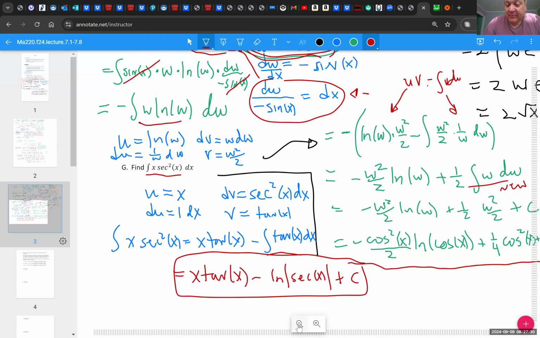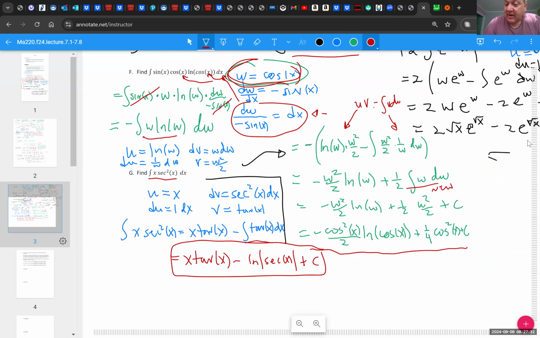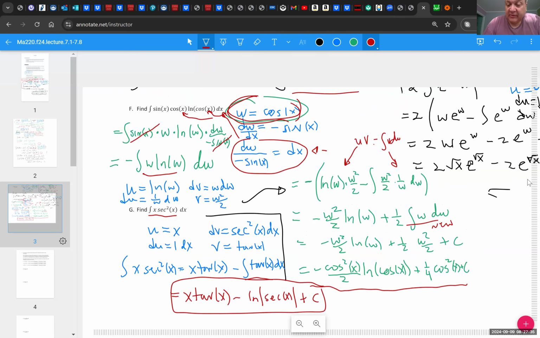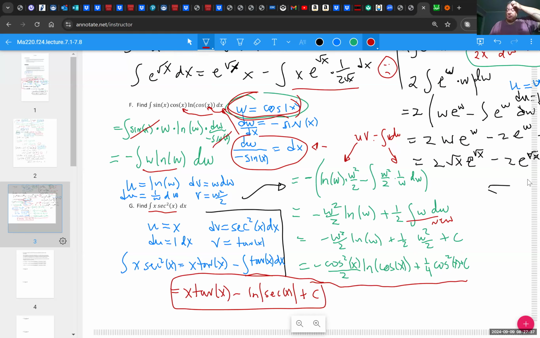All right, so hopefully parts 1 and 2 gave you a good idea of how to do integration by parts. Give it a try in the homework. Let me know if you have any questions.